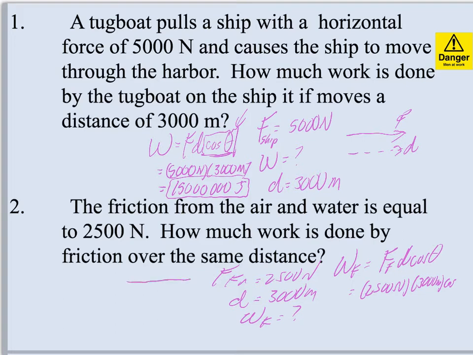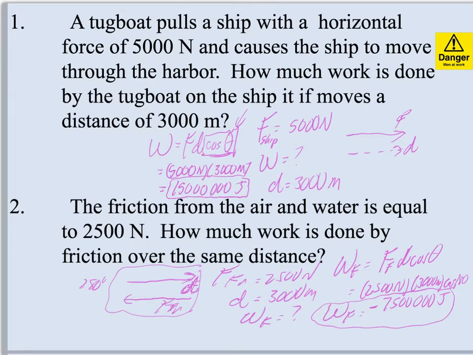Because if the ship is moving to the right, so the displacement is to the right, and the force of friction is opposite that, what is the angle between those two arrows? Well, it's 180 degrees. So the cosine of 180 is -1. So we would get a negative answer for this one, and it would be 7,500,000. And what would the unit be? The unit would be joules, or Newton meters if you wanted to put that. So there's our answer for the second one.